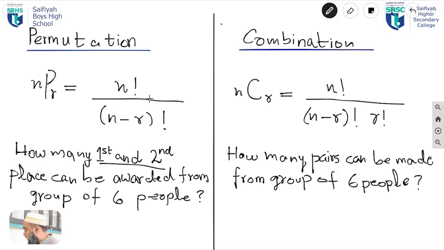Okay students, now let's look at the formula for permutation and combination, and let's see a problem related to it. The formula for permutation is nPr equals n factorial upon (n minus r) the whole factorial, and the formula for combination is nCr equals n factorial upon (n minus r) factorial, and there's an extra r factorial in the denominator. The difference between the formulas of permutation and combination is the extra r factorial which is there in combination.